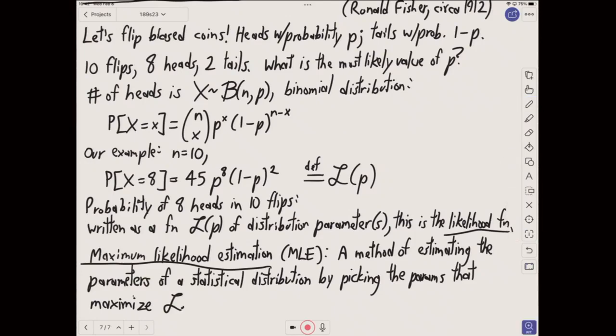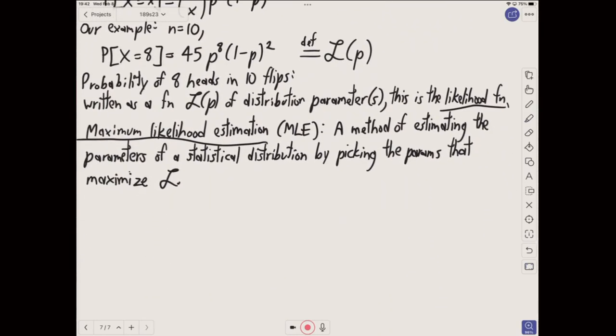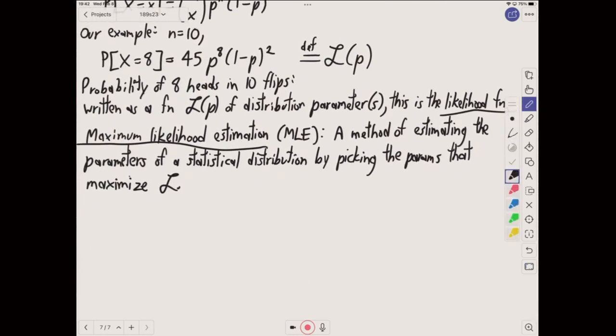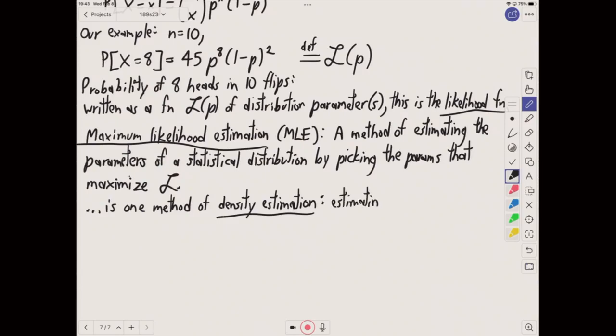And by the way, I want to say that maximum likelihood estimation is just one technique in a broader class of techniques for what is called density estimation. It's not the only way to do density estimation, but it's certainly the most famous one. And so density estimation is the problem of figuring out what the PDF is or might be for a bunch of data someone gives you.